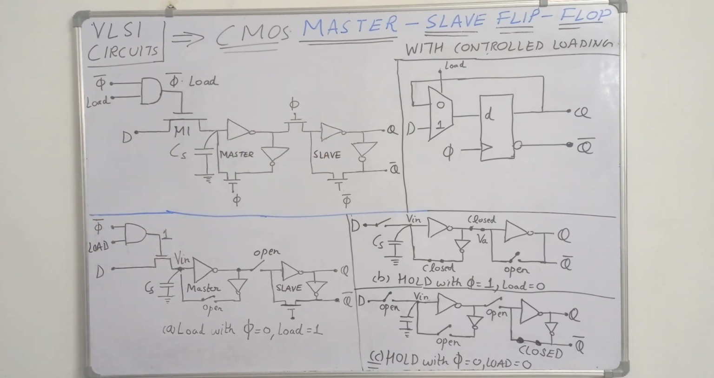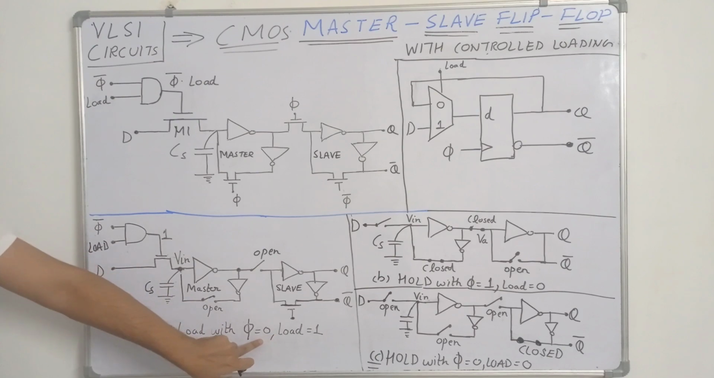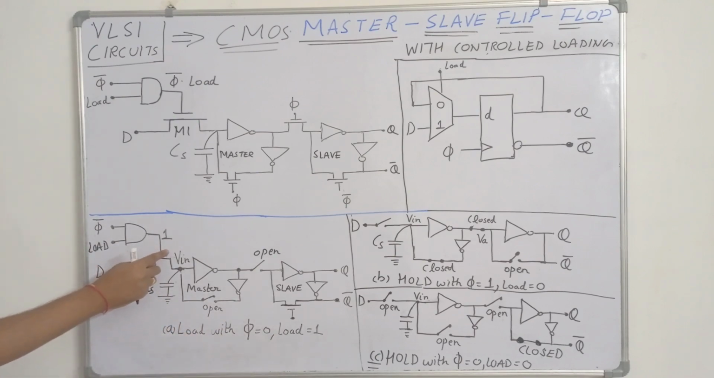So let us understand how this circuit operates. The first condition is load with phi equal to 0 and load equal to 1. When load is equal to 1 and phi equal to 0, the signal at the gate of this NMOS will be equal to 1. So the loading state is allowed only when both phi bar and load give a value of 1. This load condition is shown in this figure.